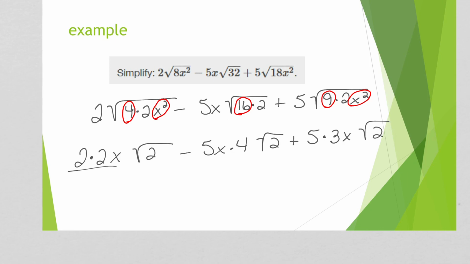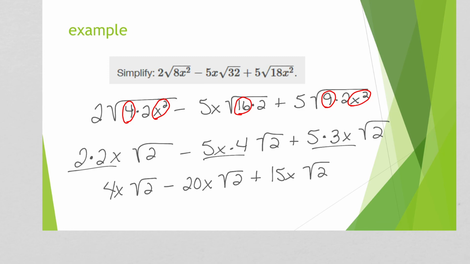Now let's go ahead and multiply things out. So I've got 4x square roots of 2, minus 20x square roots of 2, plus 15x square roots of 2. Okay, now check this out. We've got like terms, and all of these guys have x's, so we can combine all of these. So 4x minus 20x is negative 16x. Negative 16x plus 15x is negative 1x, or just negative x square roots of 2.